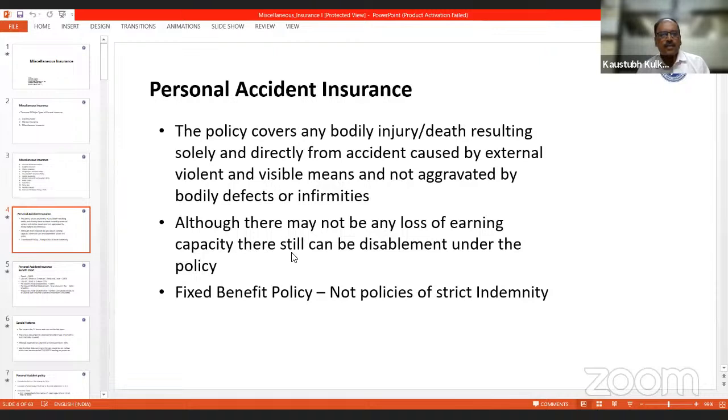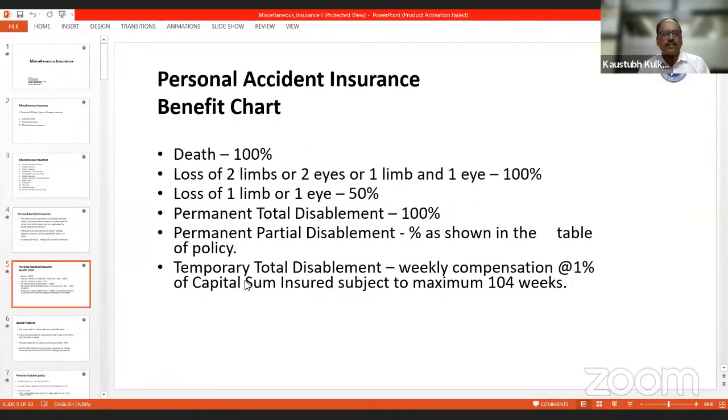Lastly, and most important for personal accident insurance, this is a fixed benefit policy and not a policy of strict indemnity. In general insurance we deal with the principle of indemnity, but personal accident policies are a deviation from strict indemnity. They are called fixed benefit policies. What the benefits under a personal accident policy are, we'll deal with in the next slide.